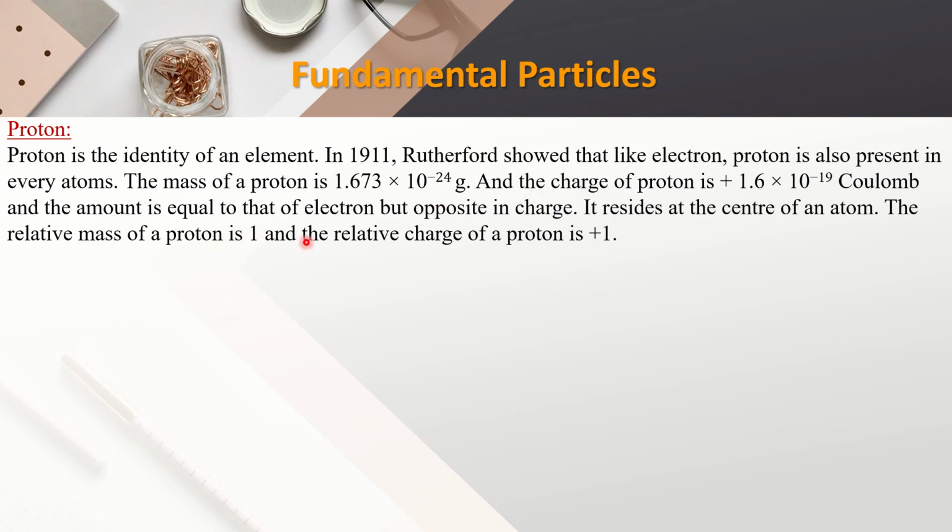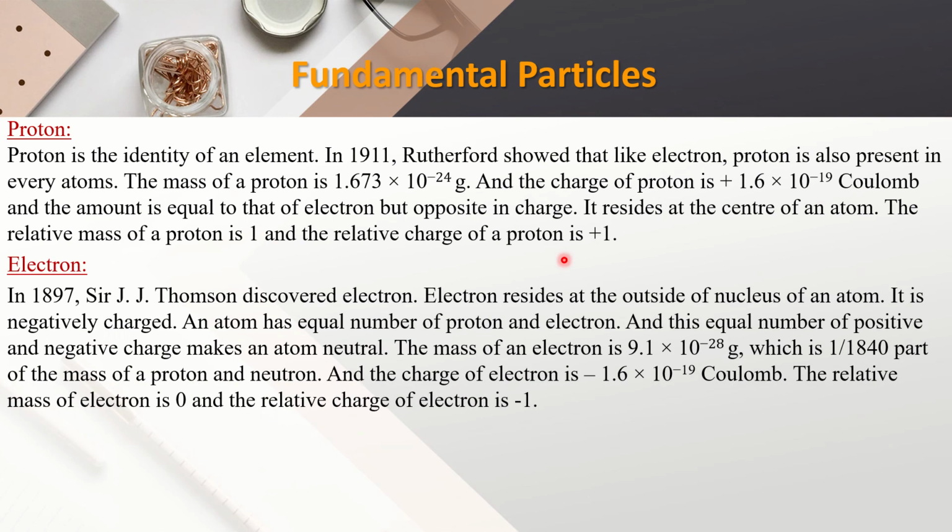The amount of charge is equal to that of electron but opposite. The charge of proton and charge of electron are equal in amount, but for proton it is positive charge and for electron it is negative. Proton resides at the center of an atom. The relative mass of a proton is 1 and the relative charge of a proton is +1.